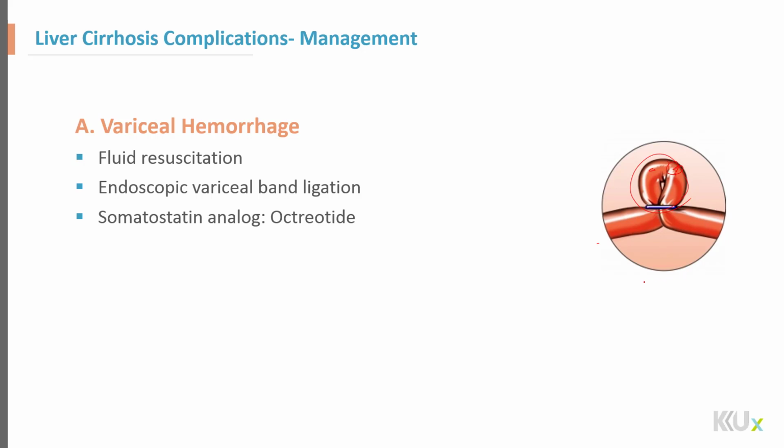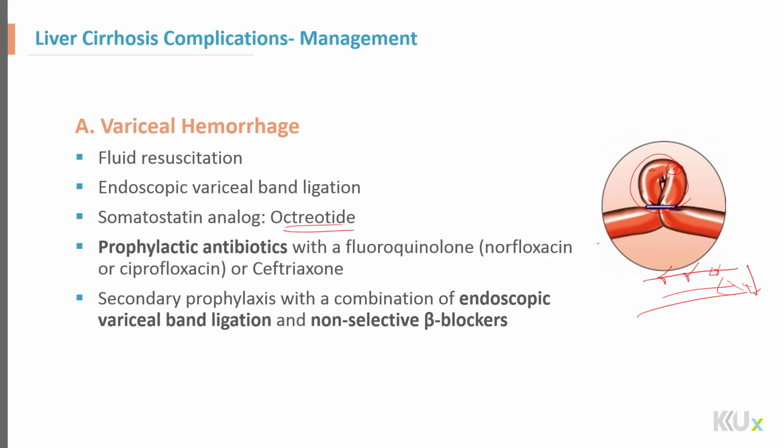vasoconstriction. The vessels are dilated and with any pressure they can rupture, so we can use octreotide to vasoconstrict the vessels and decrease the bleeding because the blood supply to this area decreases and stops the bleeding. We should give prophylactic antibiotics because variceal bleeding is associated with spontaneous bacterial peritonitis. To prevent spontaneous bacterial peritonitis, we should give prophylactic antibiotics like fluoroquinolone or ceftriaxone.